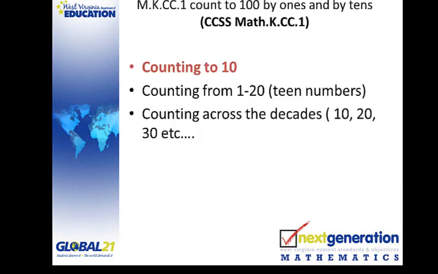Let's take a closer look at the number sequence. The objective states that the student will count to 100 by ones and tens. Notice the number in parentheses. This is the number of the Common Core objective. The Common Core numbers have been added to the objectives on the Teach 21 site. Counting to 10 is a big deal.